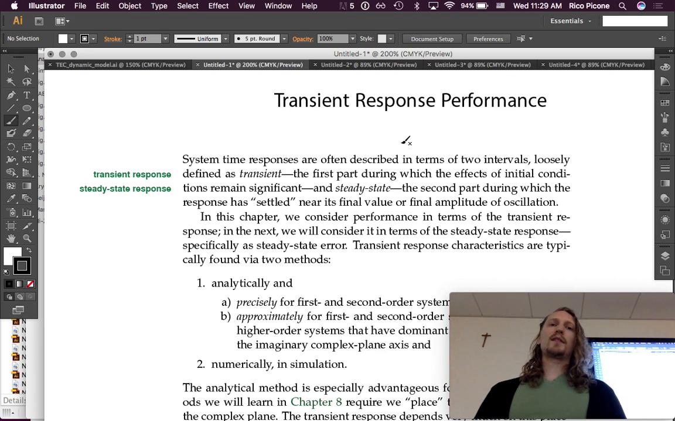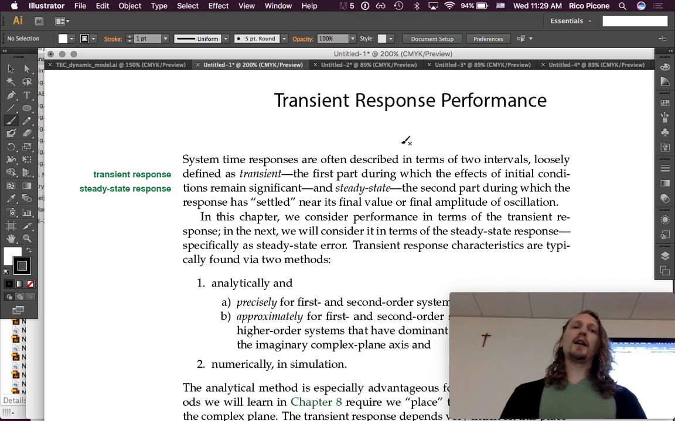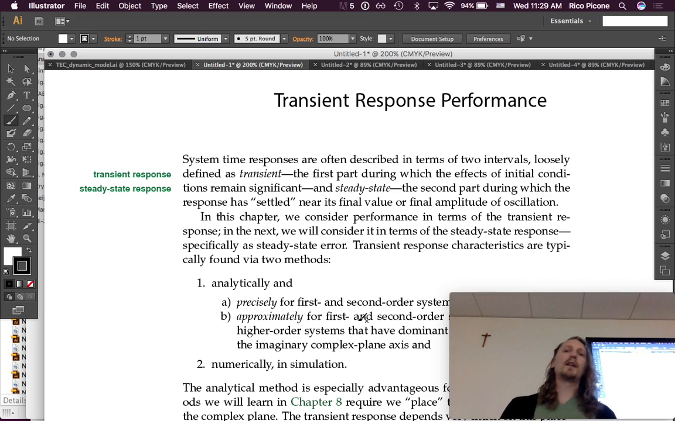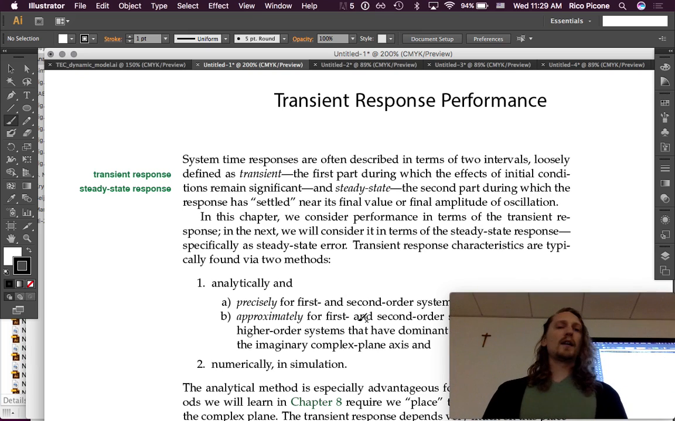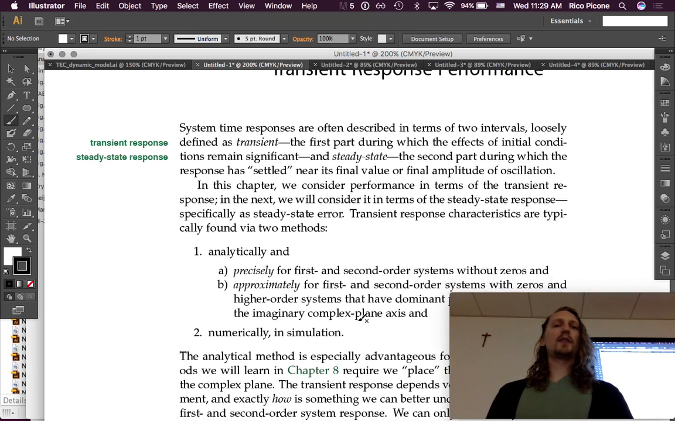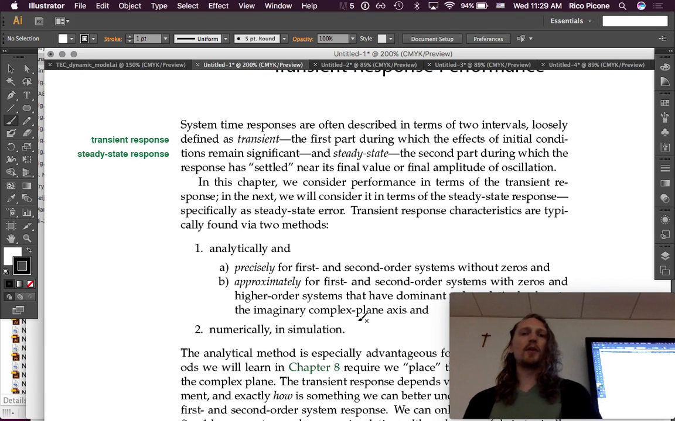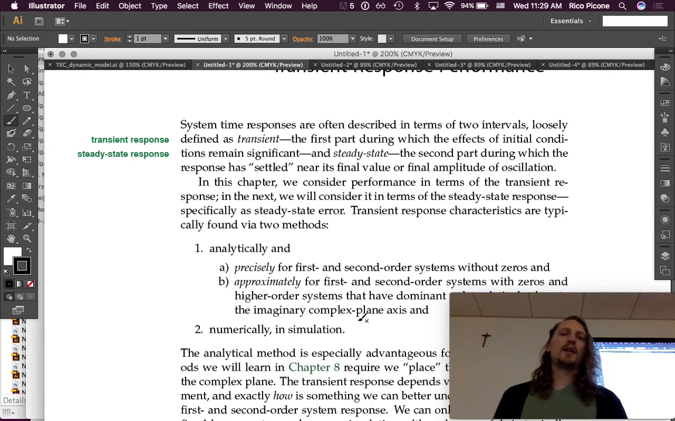So systems time responses are often described in terms of two intervals, loosely defined as transient, the first part, during which the effects of initial conditions remain significant, and steady state, the second part, during which the response has settled near its final value or final amplitude of oscillation. We're familiar with this idea, of course, but it's good to be reminded. In this chapter, we consider performance in terms of the transient response. And then next, we will consider it in terms of the steady state response, specifically as steady state error.